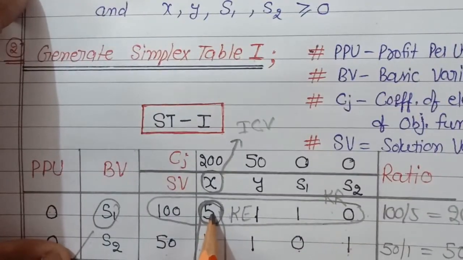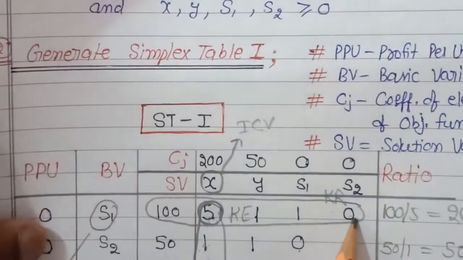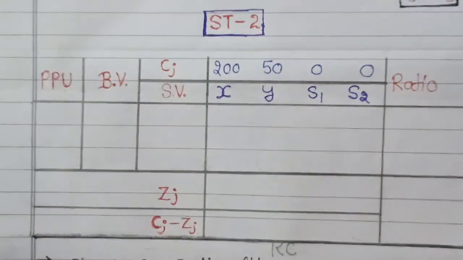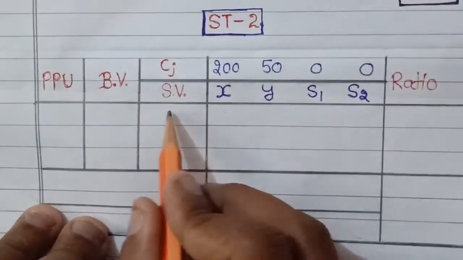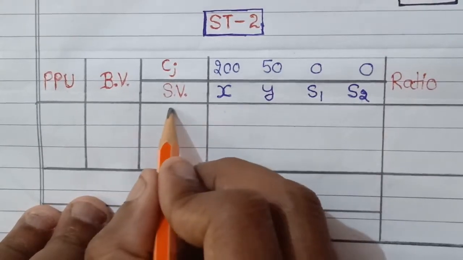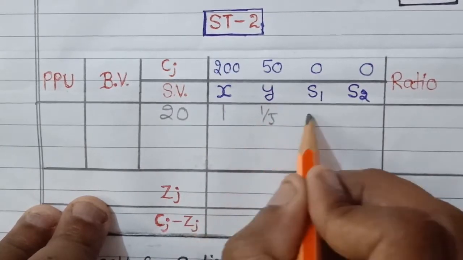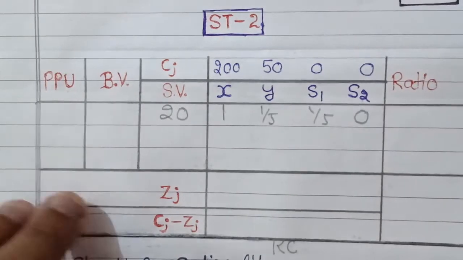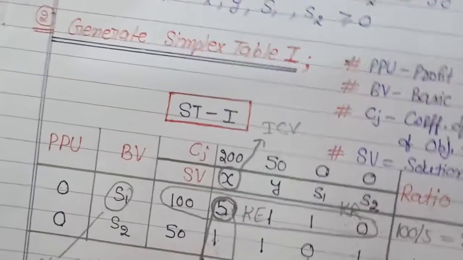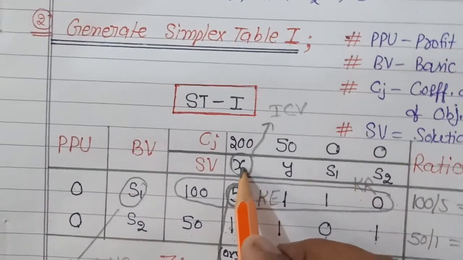So if I divide this row by 5, I will have the new key row. This will be the new entry in the key row. If I divide that row by 5, I will have here 20, here 1, here 1 by 5, here 1 by 5, and here 0. Now you will again see that this S1 is the outgoing variable and this X is the incoming variable.